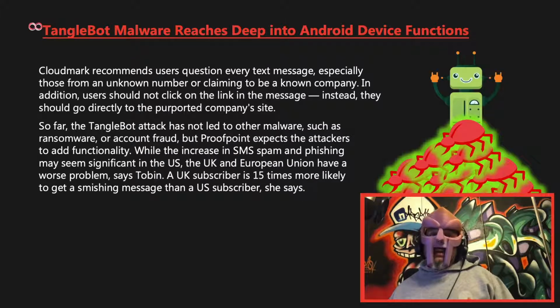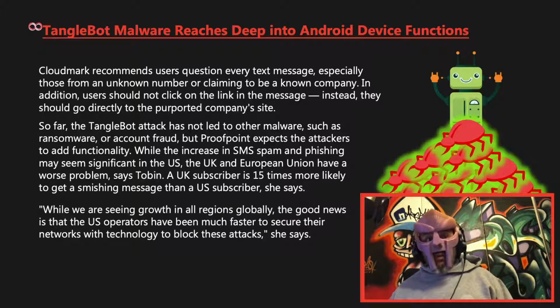So far, the TangleBot attack has not led to other malware such as ransomware or account fraud, but Proofpoint expects the attacks to add functionality. While the increase in SMS spam and phishing may seem significant in the US, the UK and European Union have a worse problem, says Tobin. A UK subscriber is 15 times more likely to get a smishing message than a US subscriber, she says. While we're seeing growth in all regions globally, the good news is that the US operators have been much faster to secure their networks with technology to block these attacks, she says.